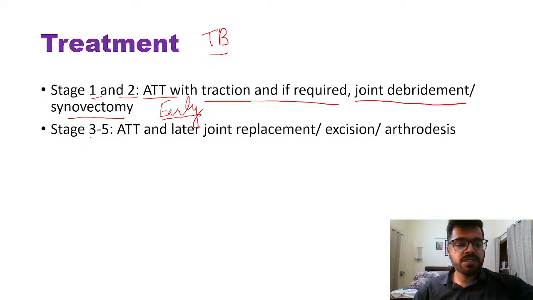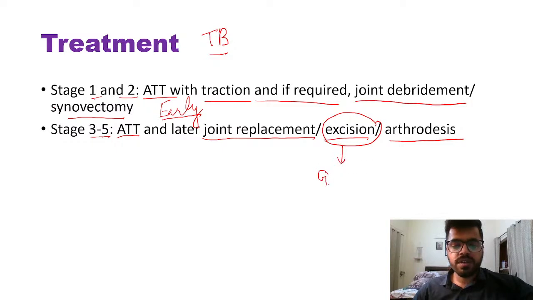But from stage 3 onwards, the joint is not salvageable, so we give anti-tubercular treatment, followed later by either a joint replacement, joint excision, or a joint fusion. Any of these can be done depending on the patient. If there is still an active infection, we need to go for excision, in which case we do excision arthroplasty or Girdlestone arthroplasty.